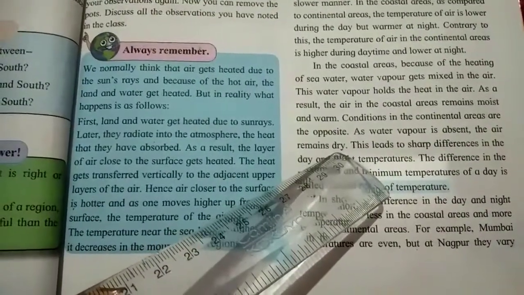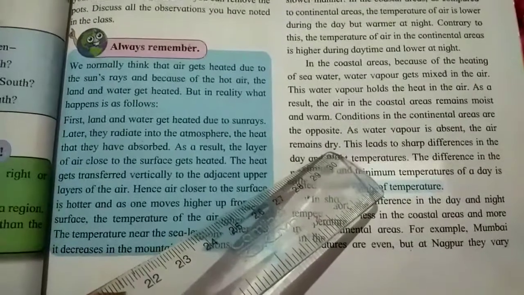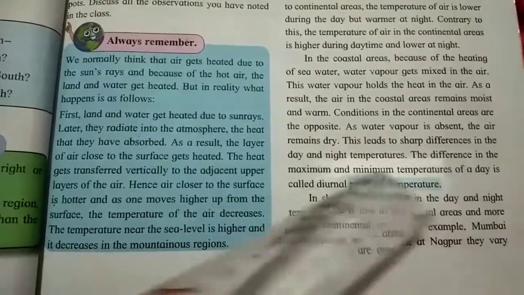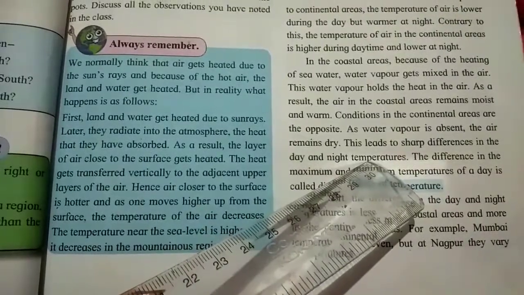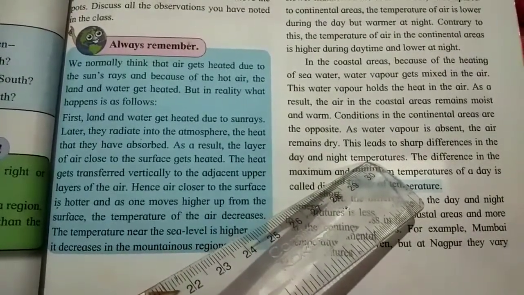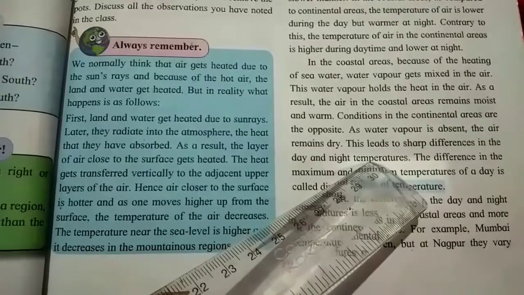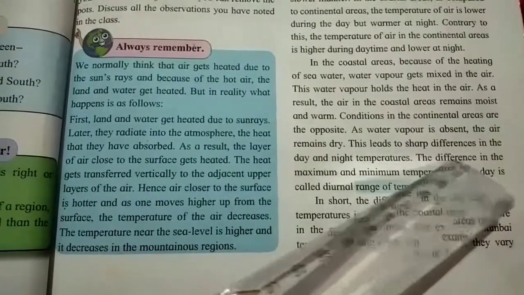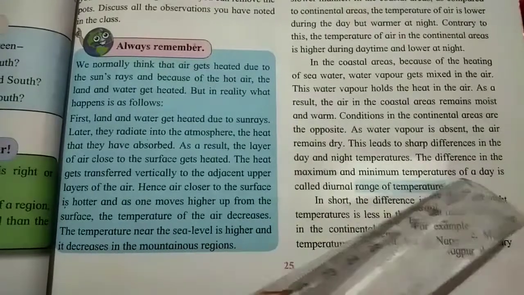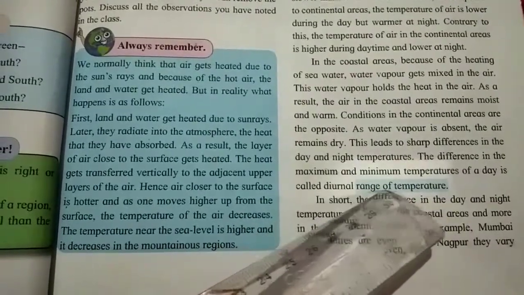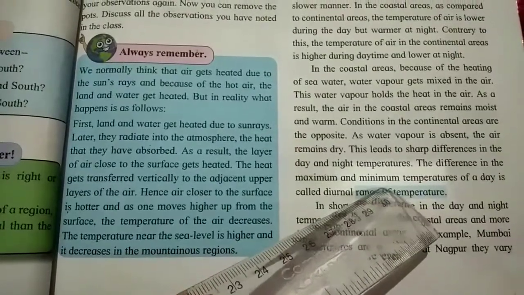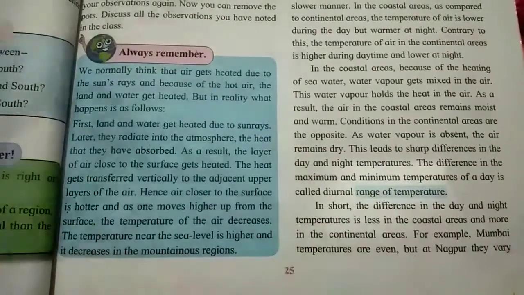अभी land area में water vapor रहेंगे क्या? No. So because of that reason, the air remains dry. This leads to a sharp difference in the day and night temperature. That's why we are not feeling the day and night temperature the same. In 24 hours we are feeling different kinds of temperature. The difference between the maximum and minimum temperature of a day is called the diurnal range of temperature.